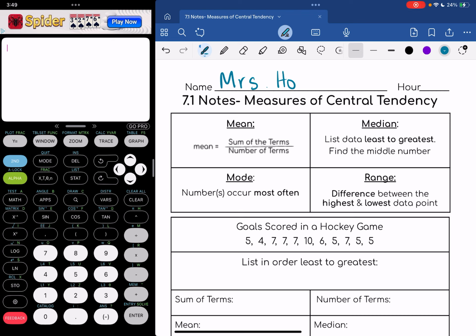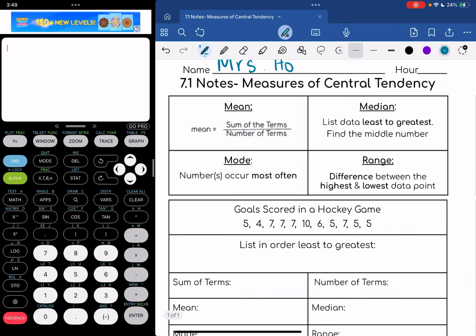They're easy to get confused though, and I think we need a refresher on which one's which and how to find them. So mean, median, and mode are all measures of center. They tell us the average, middle, general, most common value in a set of data. Range is a measure of spread. It tells us how far spread out a set of data is.